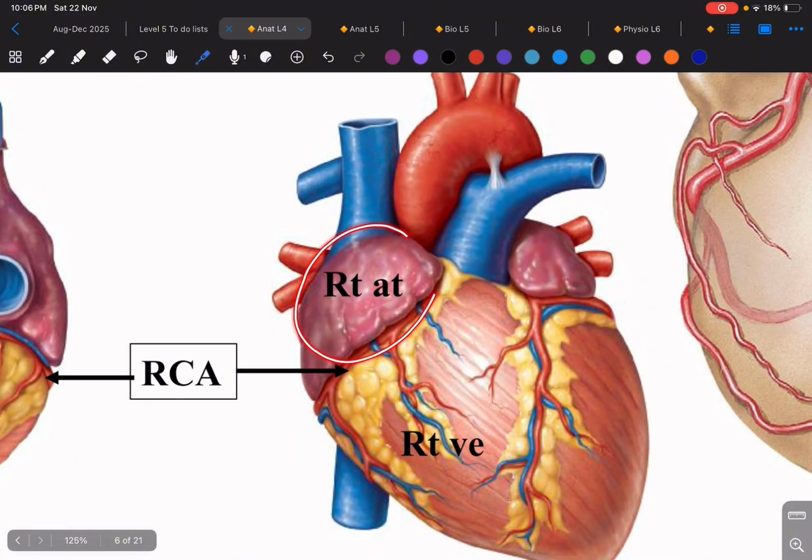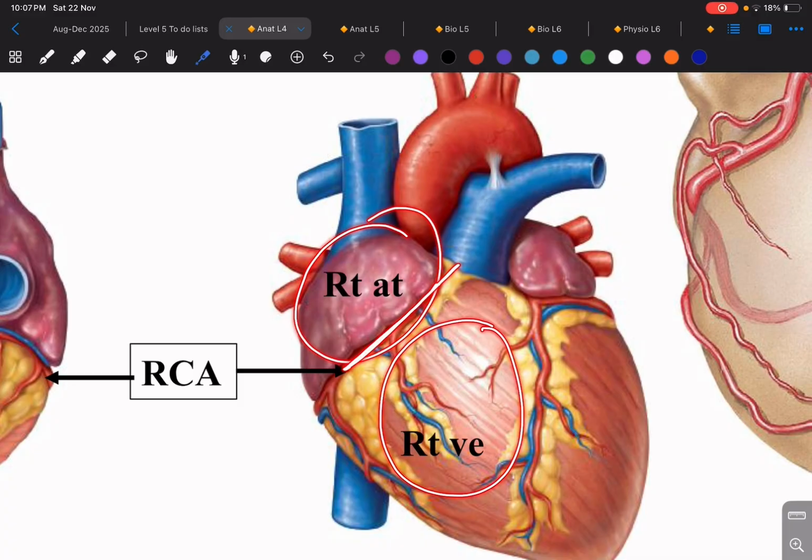Here we can see the right atrium, and this is the right ventricle. And here the groove, coronary groove, right? So this is where it originates. We said it originates from the ascending aorta here, right? But it's deep, we can't really see it in this diagram. But it originates somewhere here, from here, from underneath, okay?